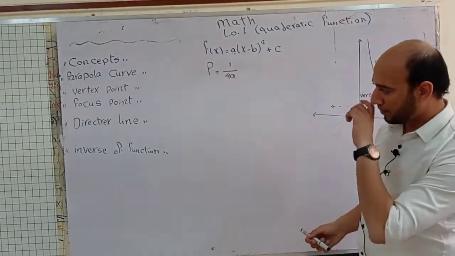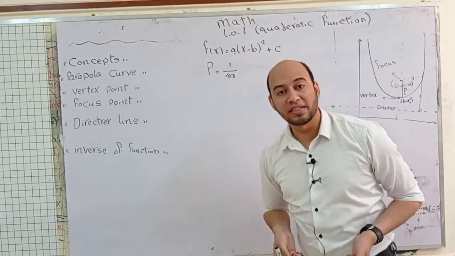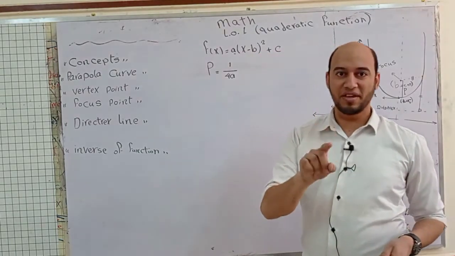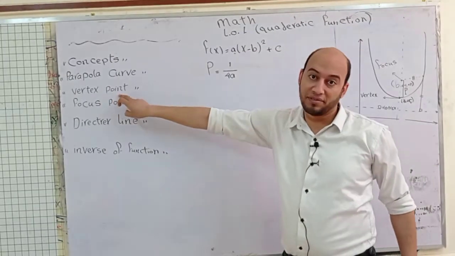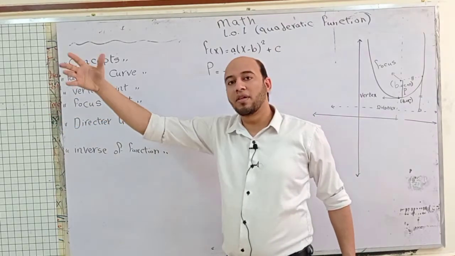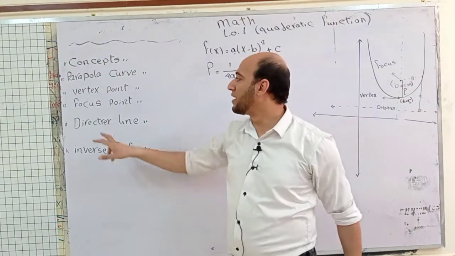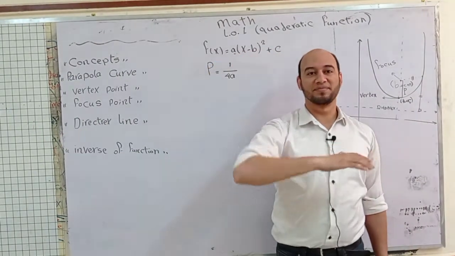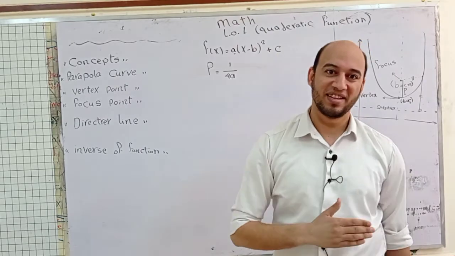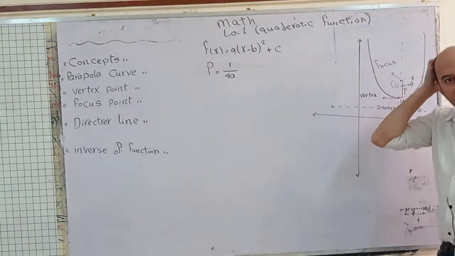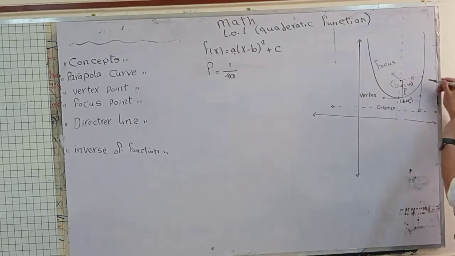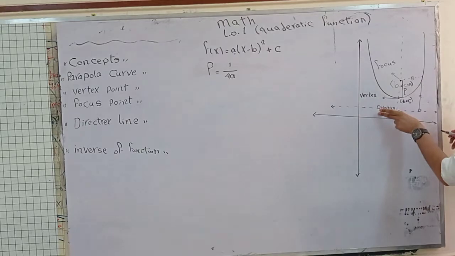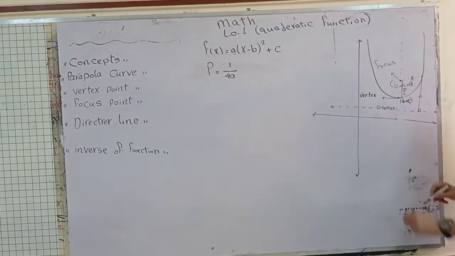The final property in the parabola curve is the directrix line. Pay attention: the vertex is just a point, having x and y coordinates, an ordered pair. The focus is a point. The directrix is a line, a horizontal line. As we said, if we take any point on the parabola, it will have the same perpendicular distance to the directrix as to the focus.